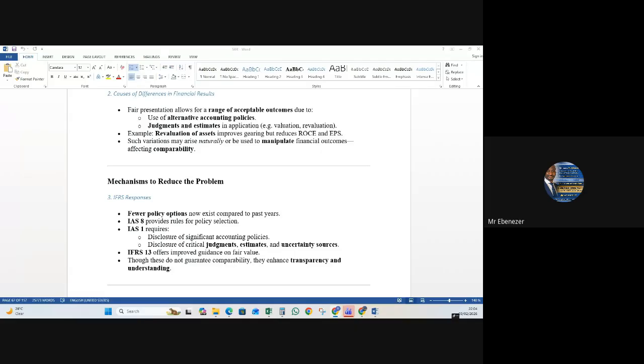Now, where we have IFRS 13, or where we have a new policy that can replace the existing one and then show transparency and understanding, just like I said at the beginning, any policy that will affect your financial statement, any policy that will prevent comparability, you need to avoid that policy. You need to avoid such a policy. So that's it.